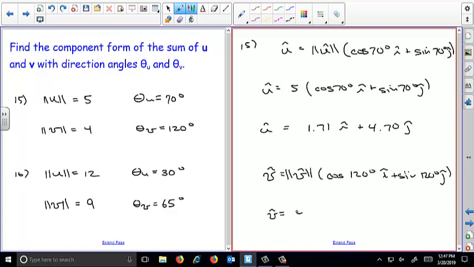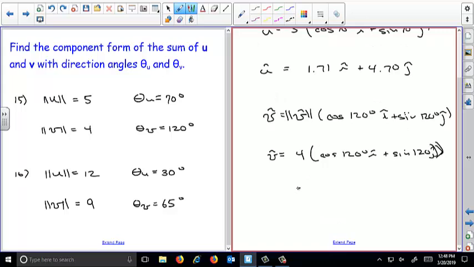So v is 4. 4 times the cosine of 120 i plus the sine of 120 j, and this is in the second quadrant, so you should get a negative i component and a positive j component. So 4 times the cosine of 120 is negative 2, so it's negative 2i, and then 4 times the sine of 120 is plus 3.46 j. So that is vector v.